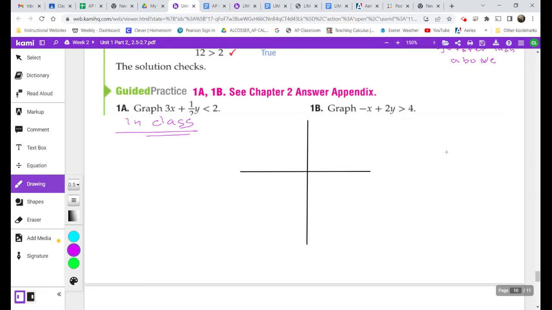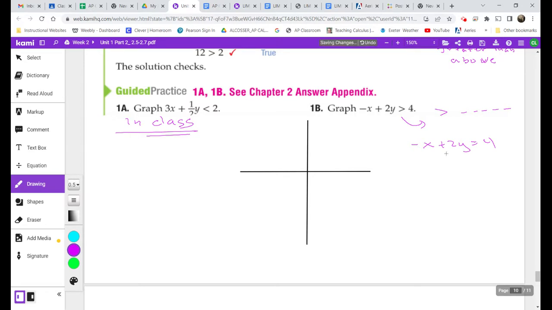So if we do that, we know that it's a greater than symbol. So that means I'm going to have a dashed line. So we're going to do a dashed line. Now I'm going to take the equation without the inequality. I'm going to say negative x plus 2y equals 4.